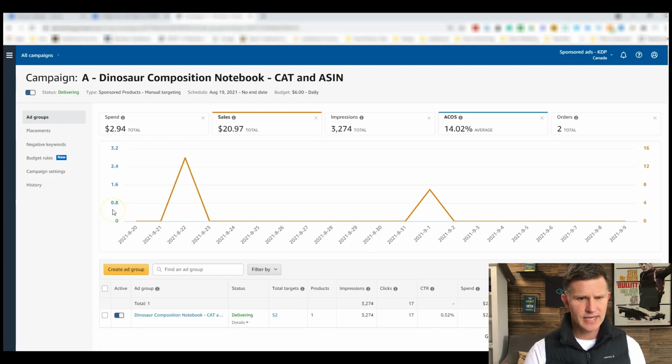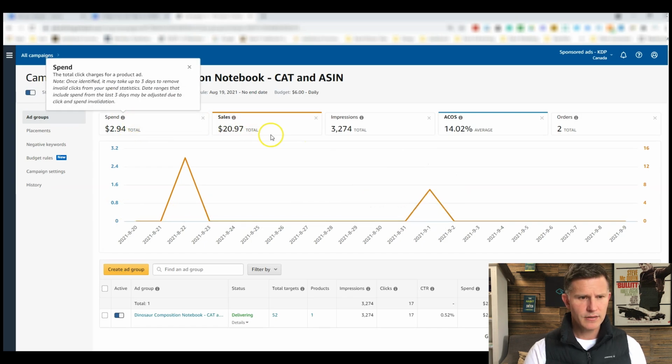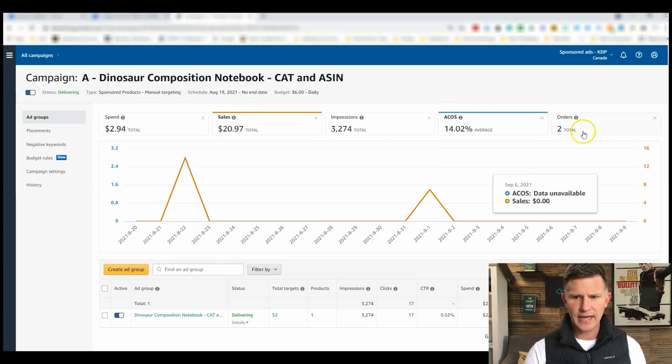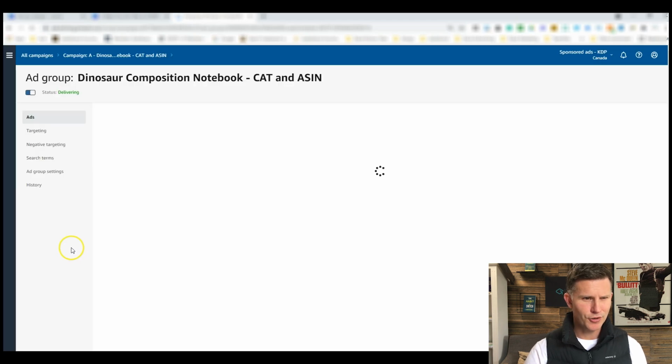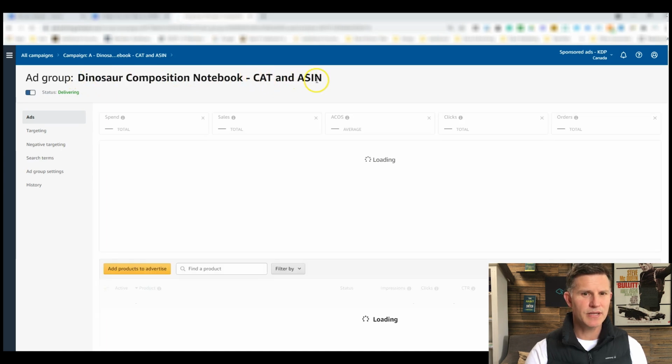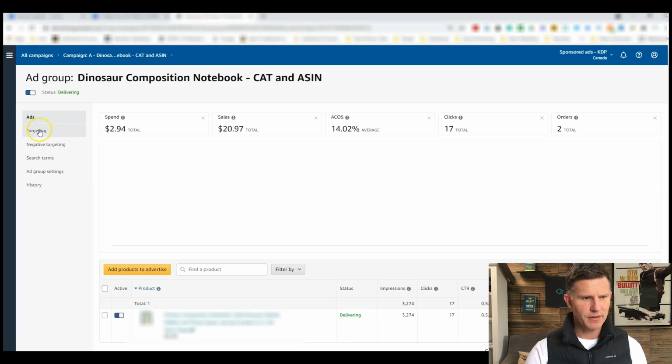So let's have a look at this campaign right here now. So it had a sale fairly early on, another one. It spent $2, sales 20, ACOS 14, 2 orders. So again, we go down to here and we click on the actual ad group, which is this here. This will bring up the details of the book that we're targeting. So just wait for it to load up. I'm sorry about the delay, it's a little bit slow. And I just name it so I can remember. So CAT and ASIN means category and ASIN target campaign. So this brings up the information.